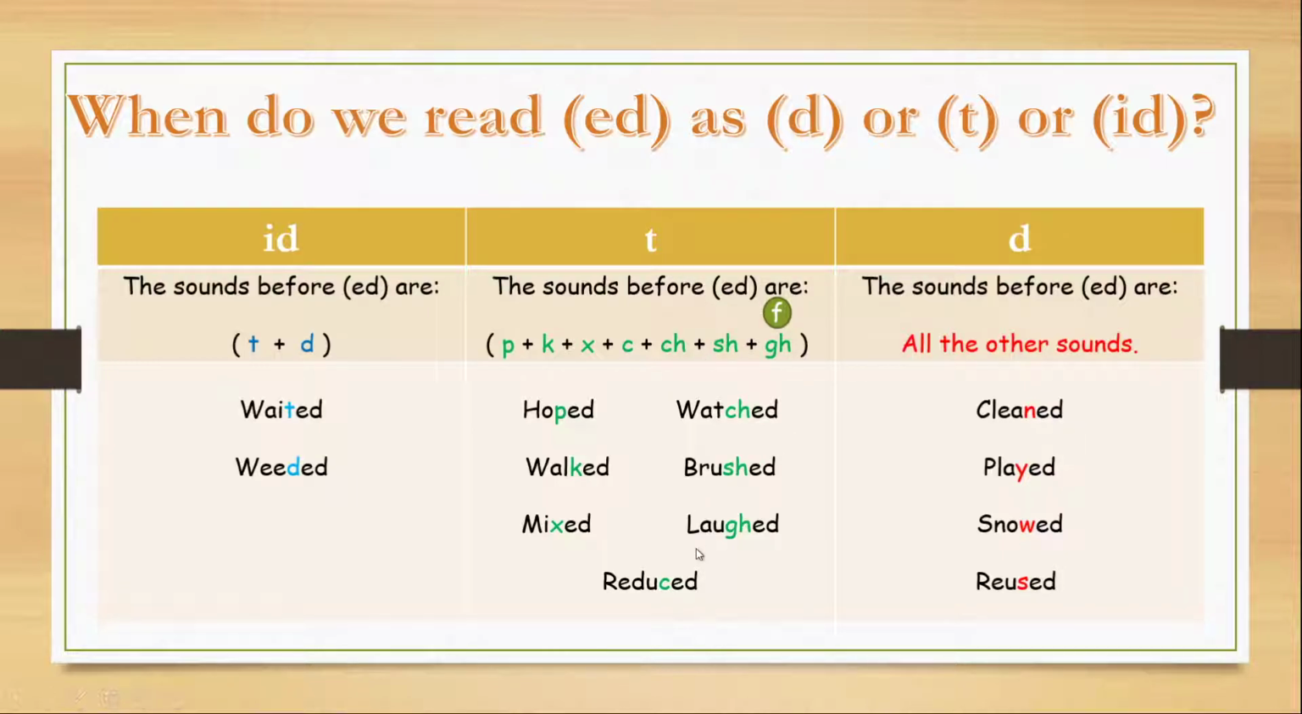The last one is laughed. Before the ed, we've got gh, and gh sounds like f. So it's among the sounds here. You have to memorize them, all right? Now the last one is the d sound. The sounds before ed are all the other sounds.